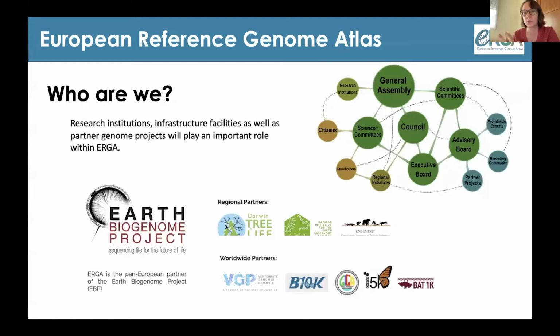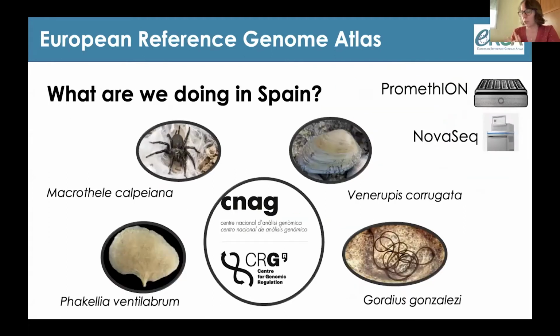So this is a consortium to respond to these current threats, and we will start doing all these biodiversity genomics in the different research centers and sequencing centers. But here in Spain, we already started with a pilot study involving CNAG and other research institutions to sequence the genomes of these 4 species that are important for different reasons in the Iberian Peninsula: sponge, Phakellia ventilabrum, spider, Macrothele calpeiana, this clam that is Venerupis corrugata, and this worm called Gordius gonzalezi.